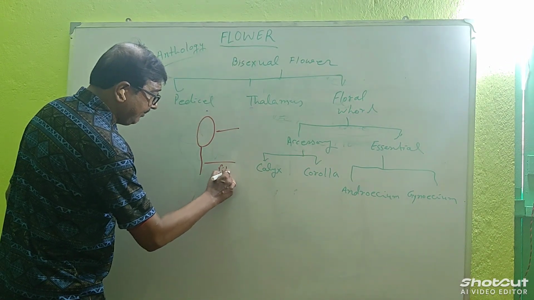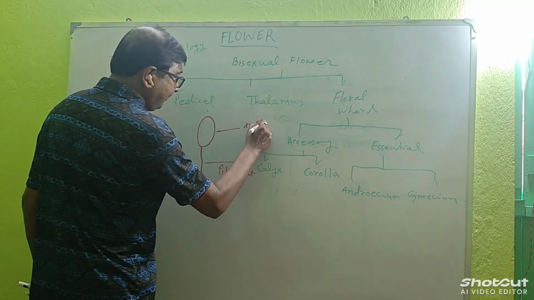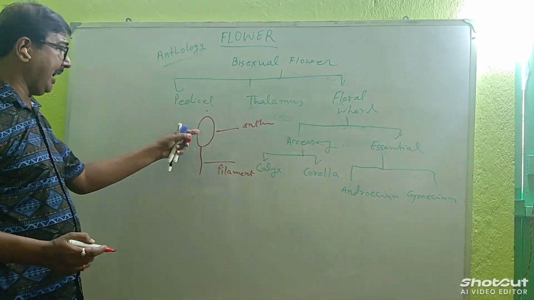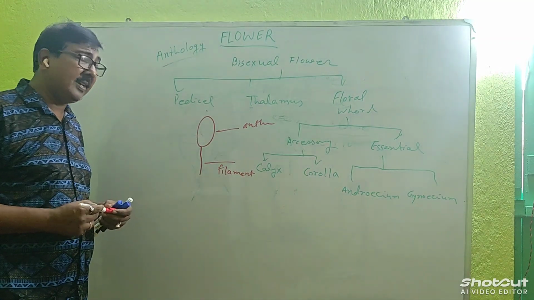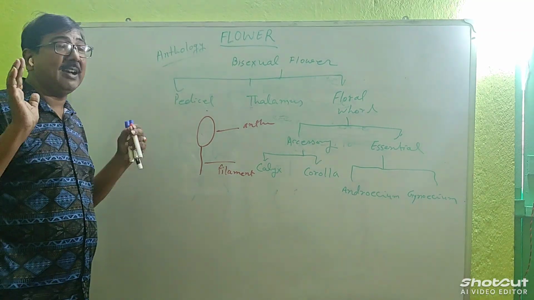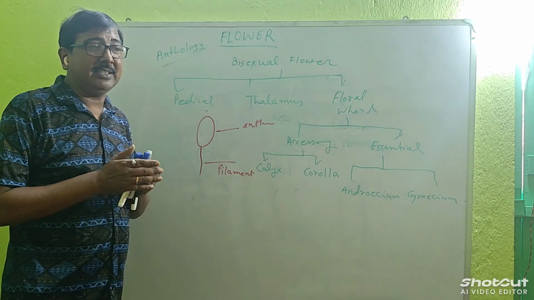This is called the filament and this is called the anther. Okay? The stamen contains these two parts, anther and filament. And in some flowers, these filaments are attached to each other.